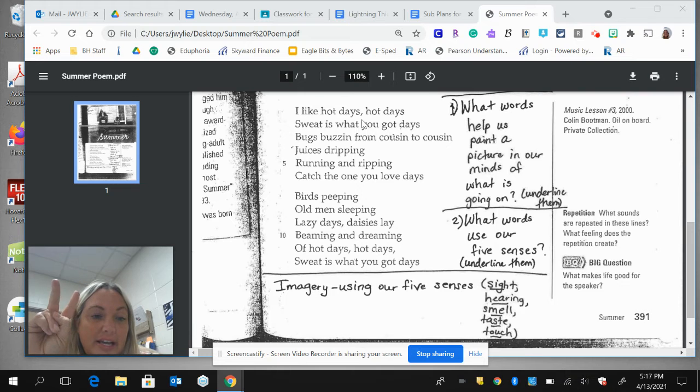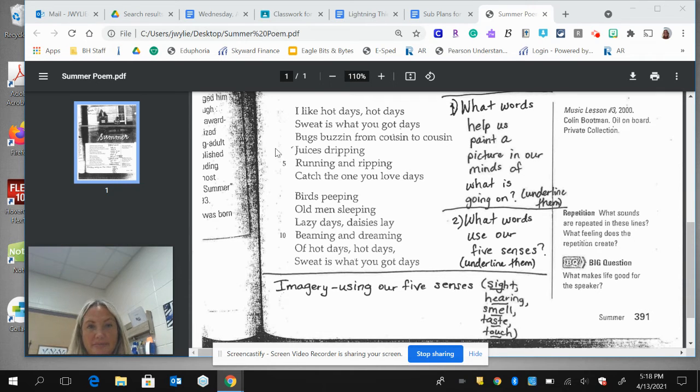Okay. Second question, what words use our five senses? Underline those. Okay. Underline the words that paint a picture in your mind. Underline the words that use our five senses. Some of them may double up. Some of them may answer both those questions. Okay. Remember, our five senses are sight, hearing, smell, taste, and touch. Which of those words in the poem make us think about using one of those senses? Okay, underline those words. It's really important that you understand imagery, okay, and how it does paint a picture in your mind, and that's why I wanted to use this poem.